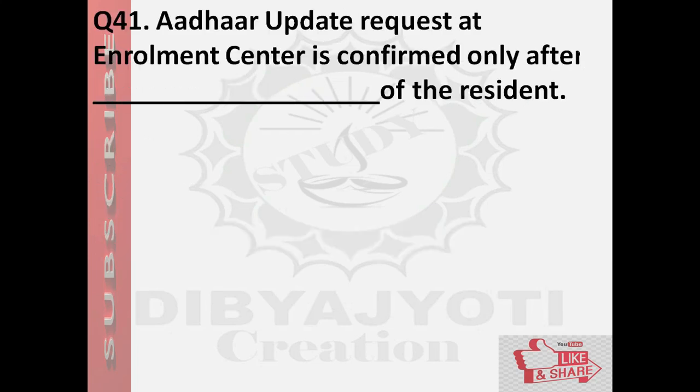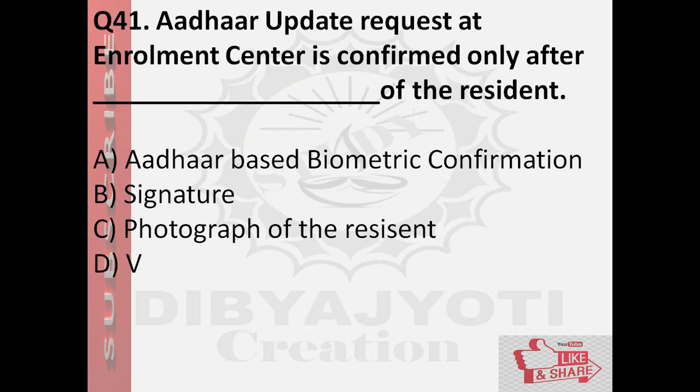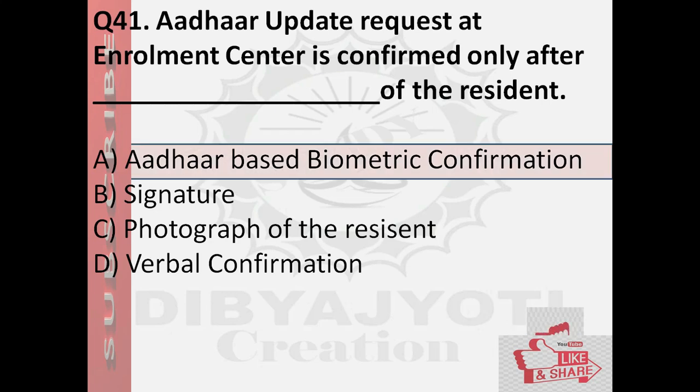41. Aadhaar update request at enrollment center is confirmed only after death of the resident. Option A, Aadhaar based biometric confirmation. Option B, signature. Option C, photograph of the resident. Option D, verbal confirmation. And answer is Aadhaar based biometric confirmation.